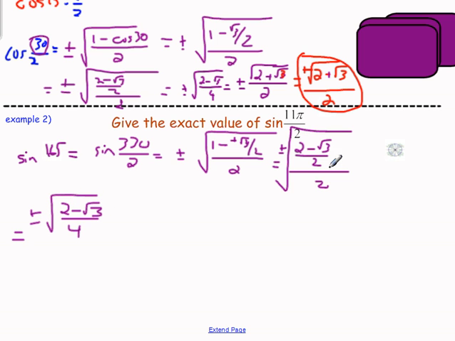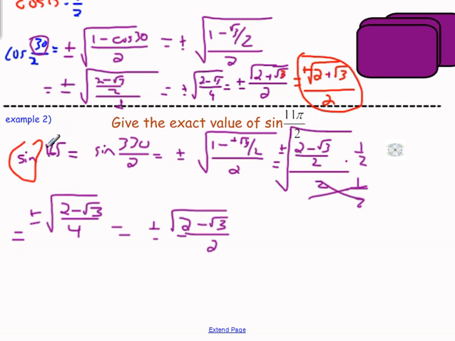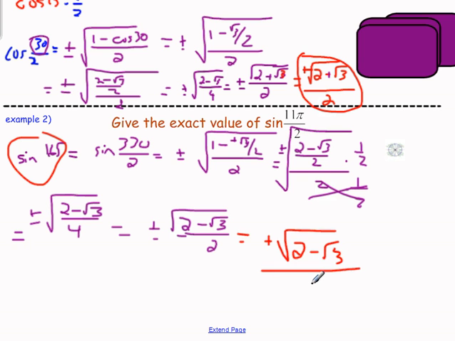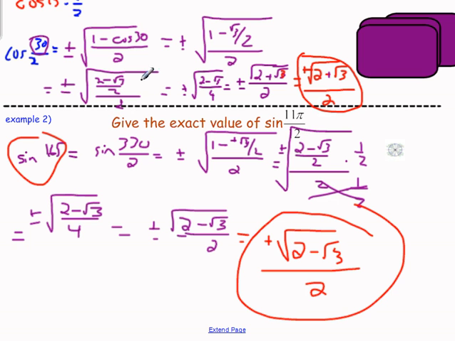Because once again, we can't divide by 2, so we multiply by half. Okay, so that will equal plus or minus square root of 2 minus root 3 all over 2. And now lastly, the plus or minus, should that be positive or negative at 165? The answer is that it should be positive. So that would be positive square root of 2 minus root 3 over 2. That's your solution.